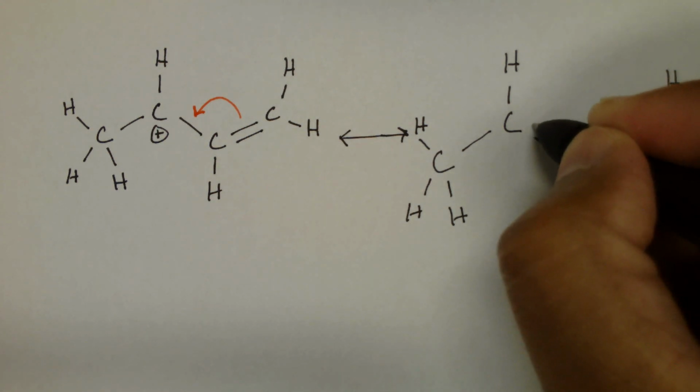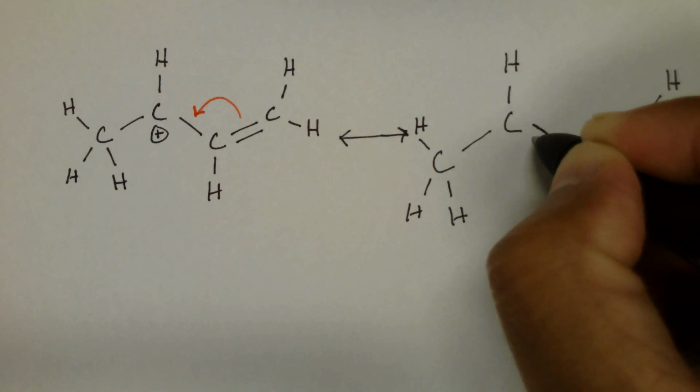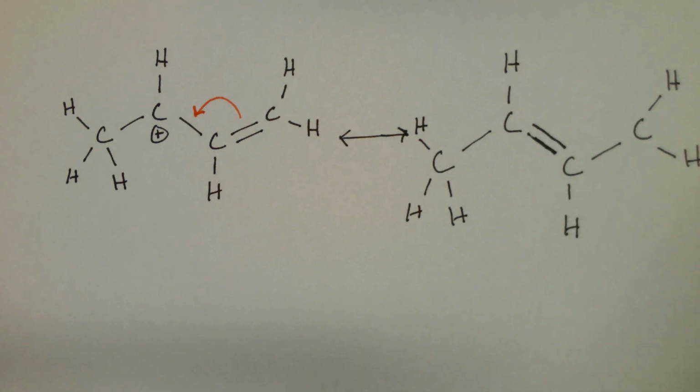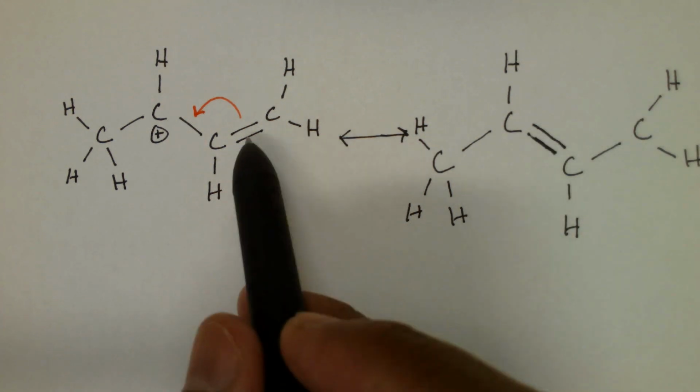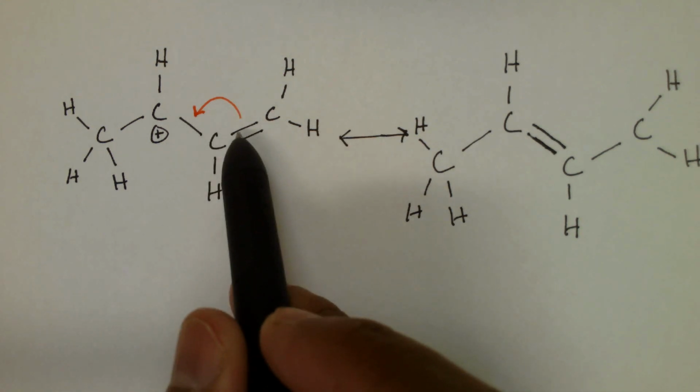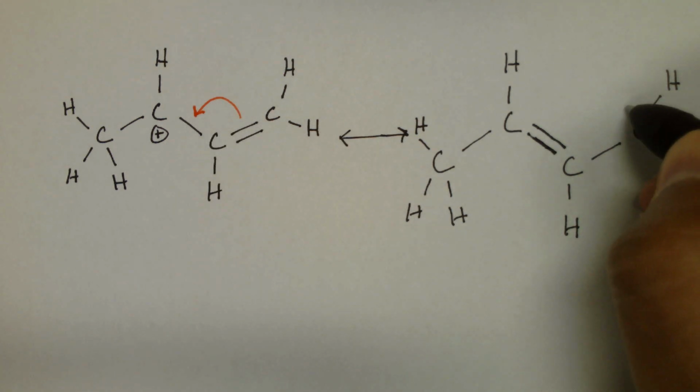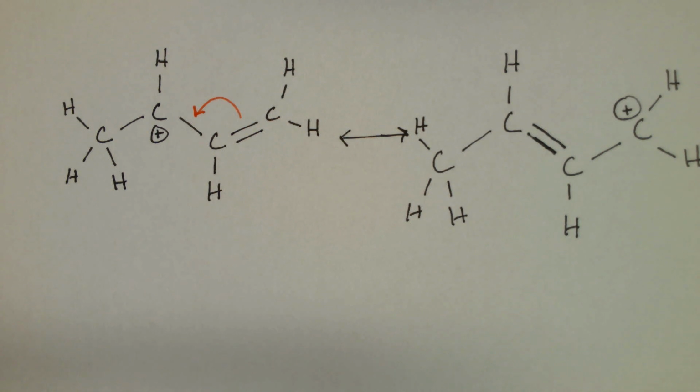Now there's a double bond right in that center between those middle 2 carbons. And now that last carbon loses that pi bond, loses that pair of electrons, and becomes positive.